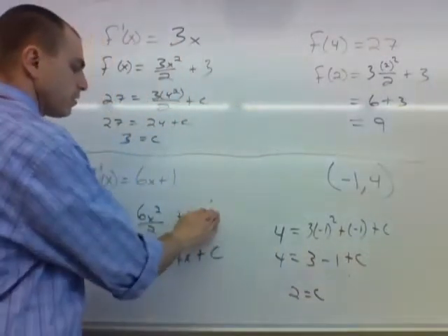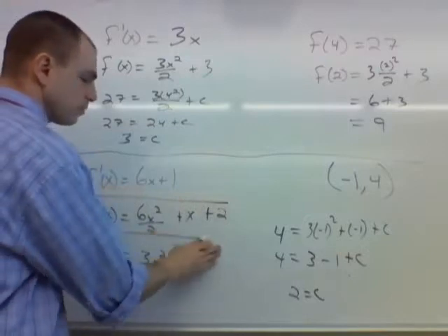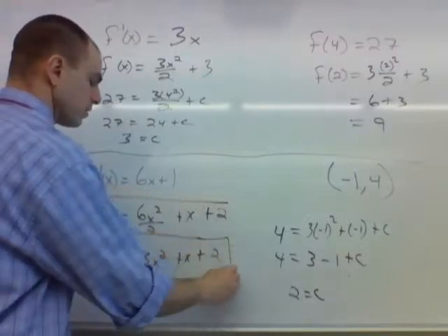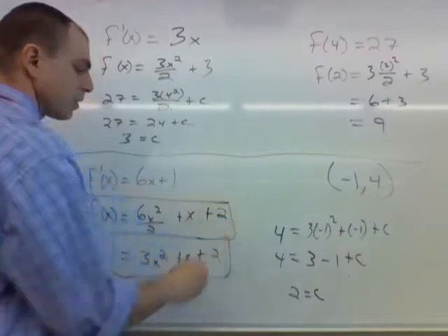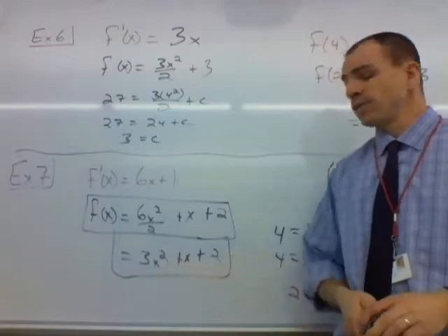We just go back here, and we can replace c with 2. And actually, I should probably put it down here. That one looks a little bit nicer. There we go. But either one will work. All right, c is equal to 2, and our function is 3x squared plus x plus 2.